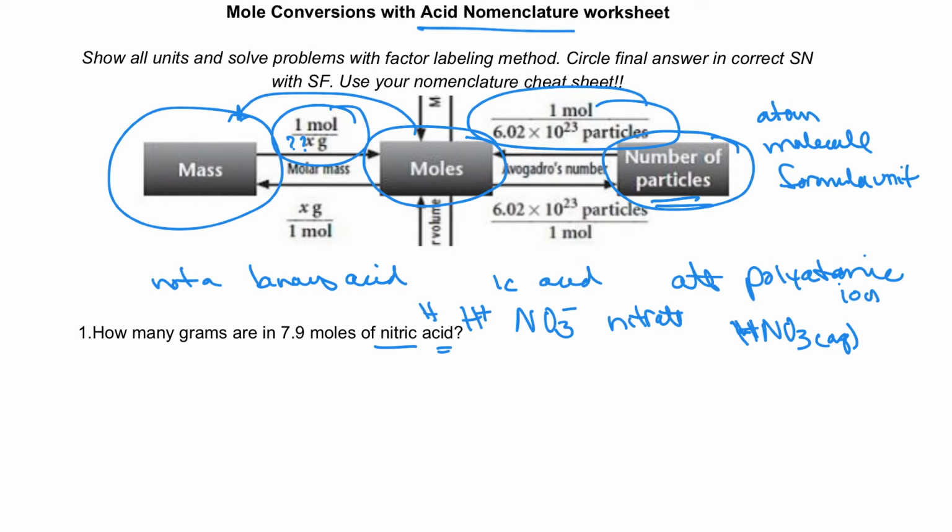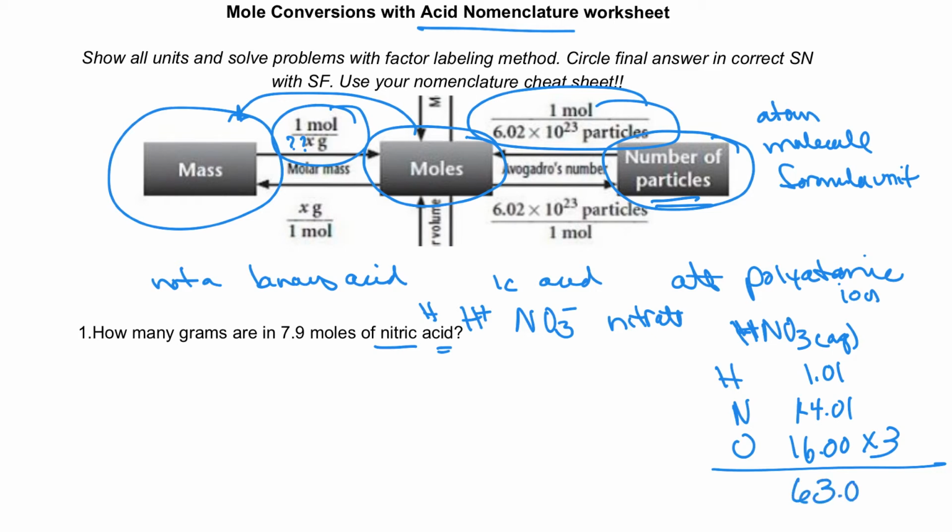The first thing we need to do, now that we have the formula, is to calculate the molar mass. I have 1 hydrogen at 1.01 grams, and I have 1 nitrogen at 14.01 grams, and I have 3 oxygens that weigh 16 grams apiece. When I add all that up, I get the molar mass is 63.02 grams per mole. That's the molar mass of nitric acid.